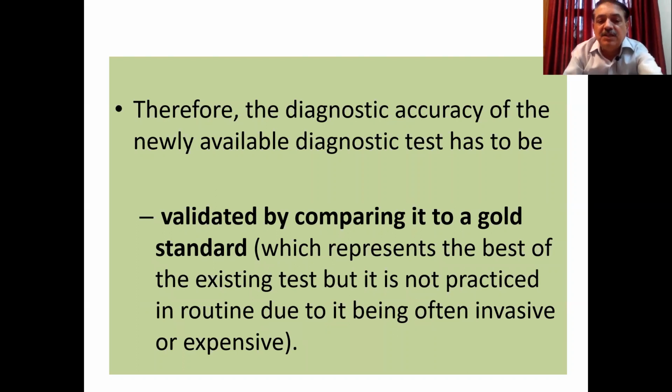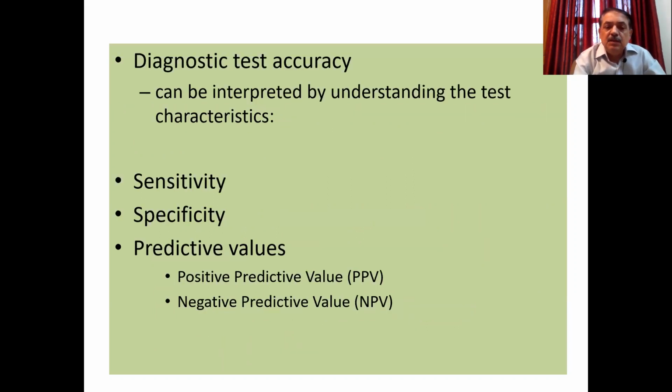Therefore, the diagnostic accuracy of a newly available diagnostic test has to be validated by comparing it to a gold standard, which represents the best of the existing tests, but is not practiced in routine because it is often invasive or expensive, whatever the reason. So other tests can be compared with it to know how much power they have to discriminate between the diseased and non-diseased. Now, diagnostic test accuracy can be interpreted by understanding the test characteristics: sensitivity, specificity, positive predictive value, and negative predictive value.